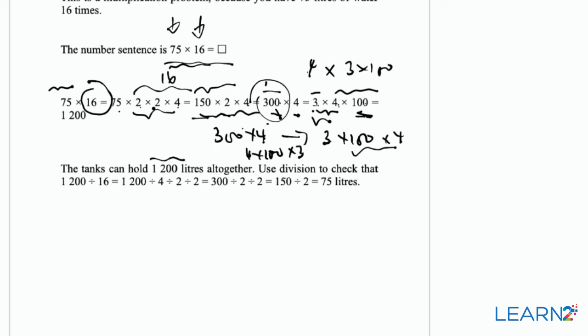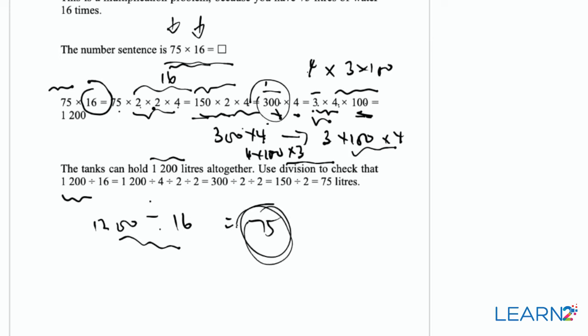Now we can use the inverse operation of multiplication, which is division, to check our answer. In other words, how would we take 1200 and divide 1200 by 16? What should we get? We know we should get 75 because each tank holds 75. How would we do that? Well, 1200 divided by 16, let's break the 16 down again. 16 is 4 times 2 is 8 times 2 is 16. So we're going to divide 1200 by 4, then by 2, and then by 2. How would we do that?